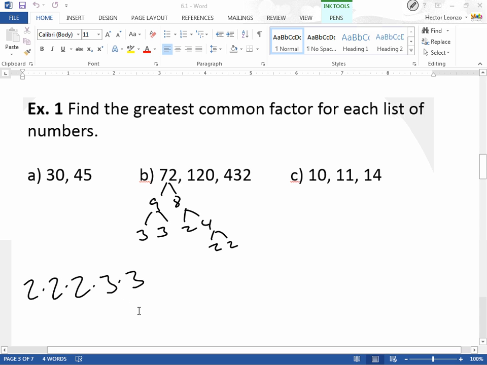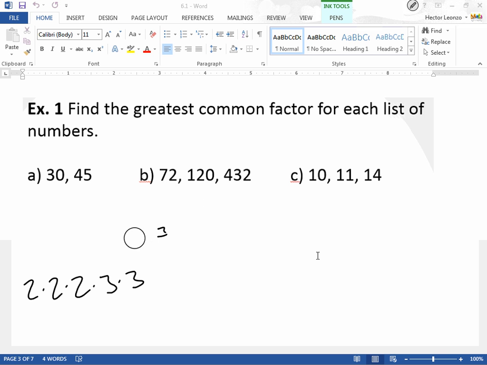Let me bring it up for space. Once again, I'm looking at the numbers. I was not able to break down even more. Now, my second number is 120.